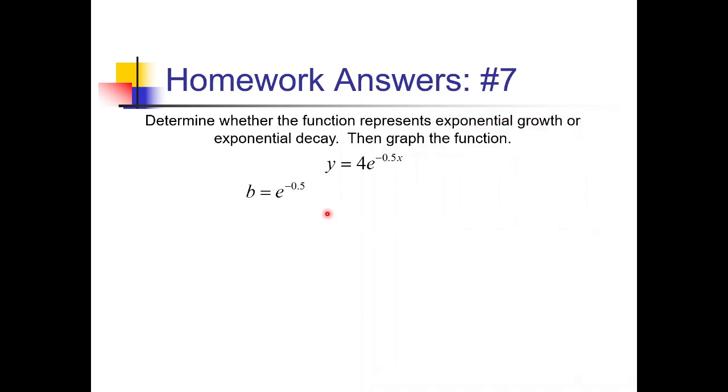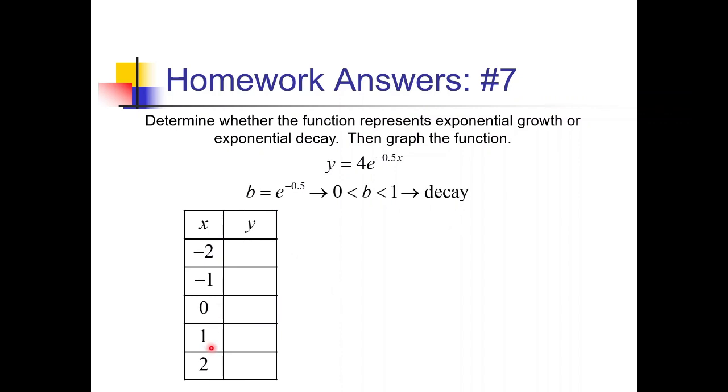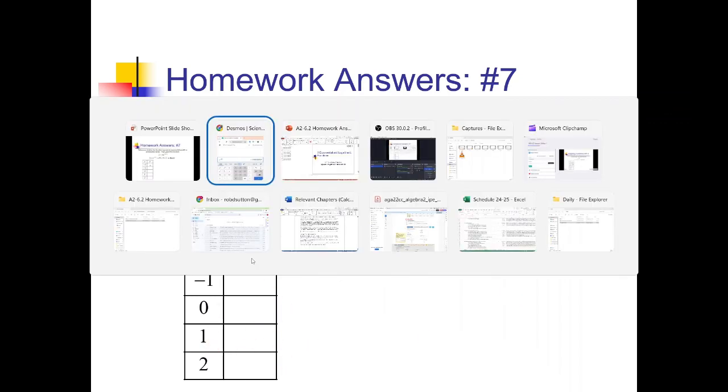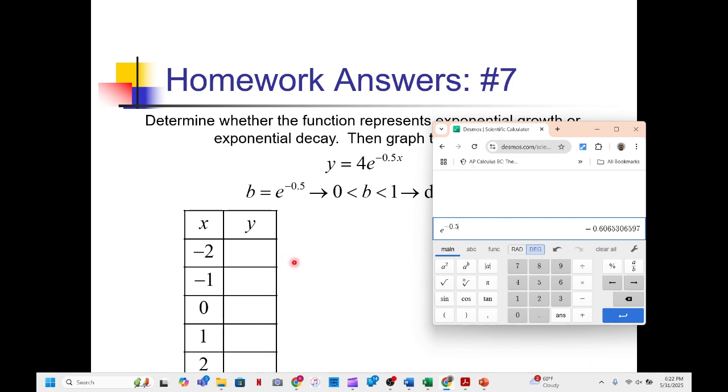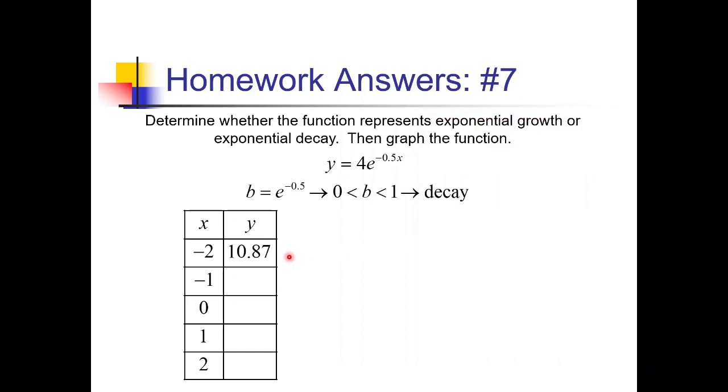So that definitely is between 0 and 1, which means this is decay. So let me plug in negative 2 through 2 just to get some values and put them on a graph. So going back to Desmos, let's do negative 0.5 times negative 2. That comes out to about 2.7. Now we actually also have a 4 out in front, so let's not forget that. There we go. So that's 10.87 then, that all comes out to.